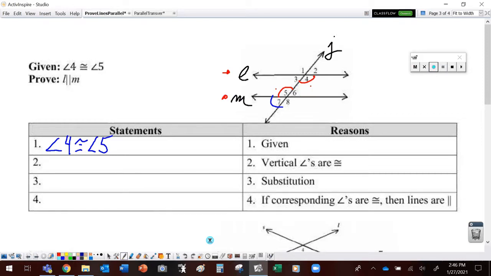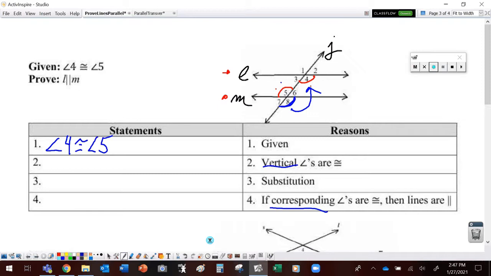But guess what? What if I take a look at angle 8 and angle 5? Those two are vertical angles. And then angle 8 and angle 4 are corresponding angles. So this seems like a good approach that we could use.